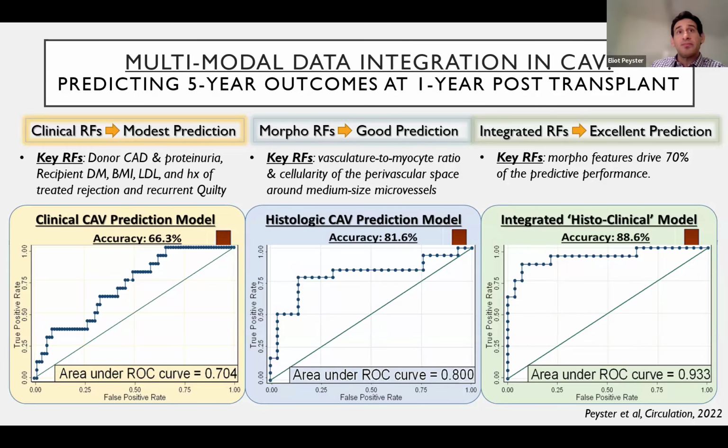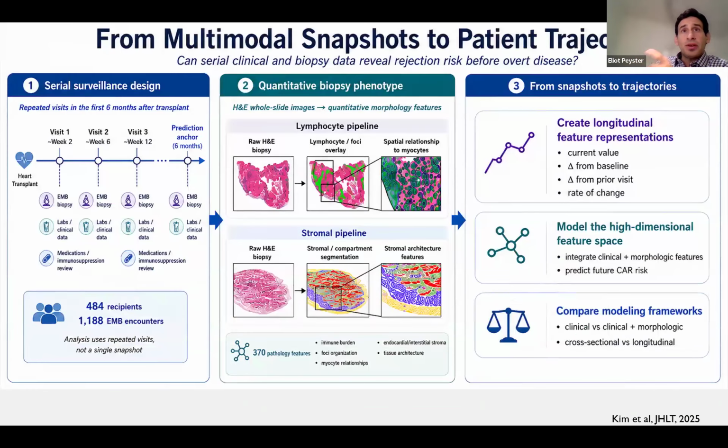Building on the CAV work, we next wanted to move from integrating different data types at a single time point to integrating serial data as it accumulates over time. Due to the high risk of allograft and immunosuppression-related complications, patients are seen very frequently during their first 6 months after a transplant. This creates an ideal environment for testing the value of longitudinal or Bayesian logic, where risk is recalibrated as new information becomes available.